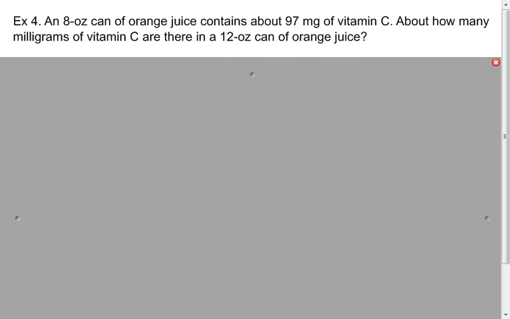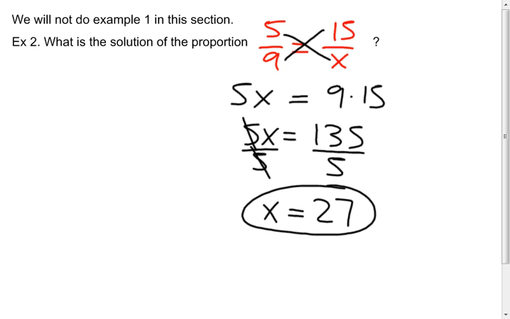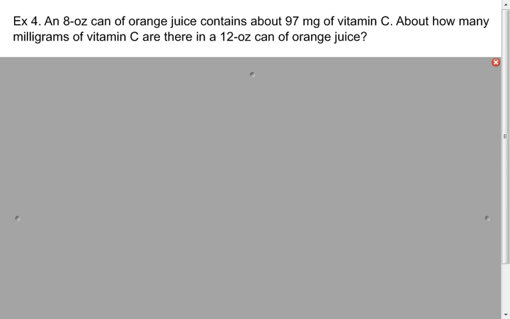Now, if we go back to the other problems for a second, one of the things that you notice, and this one especially, there's 4 pieces to the problem. The 5, the 9, the 15, and the x. There's 3 things that we know and 1 thing that's missing. That's how most of these proportion problems are going to be. So in this word problem, let's see if we can find 3 things that we know. 8 ounces, 97 milligrams, and 12 ounces. That's 3 things that we know. The other thing that we're trying to find, how many milligrams?